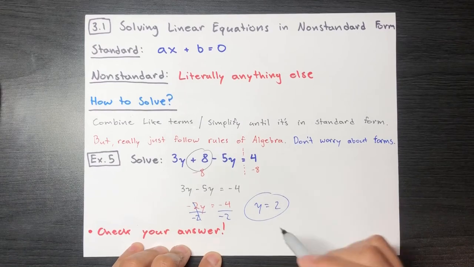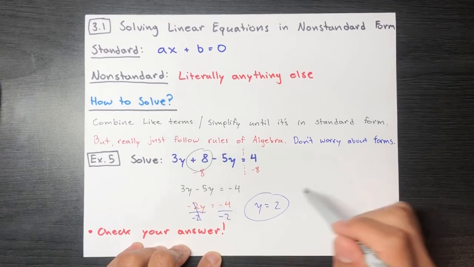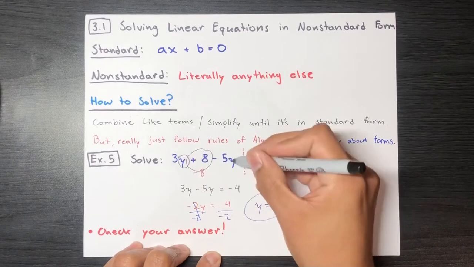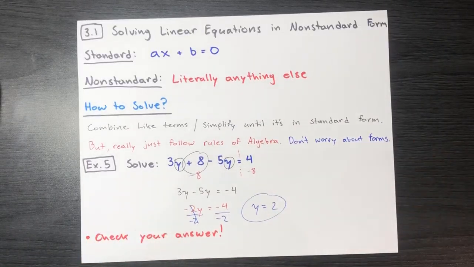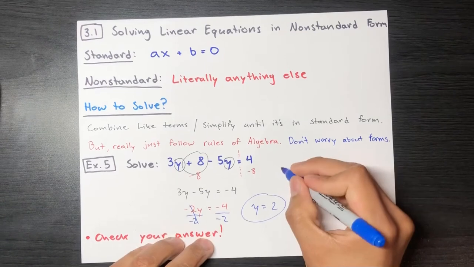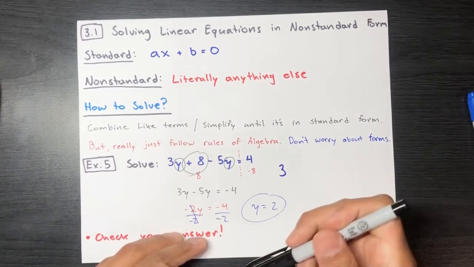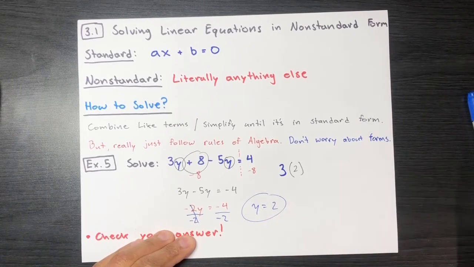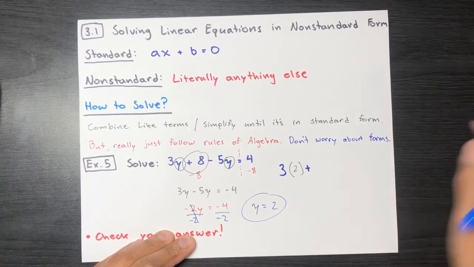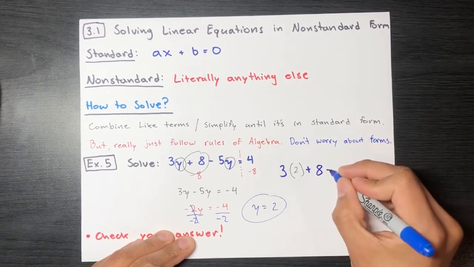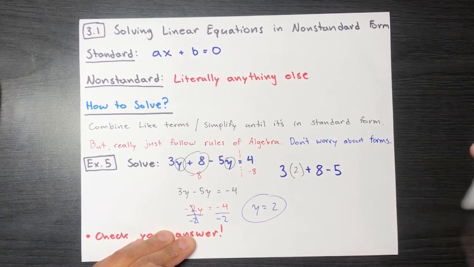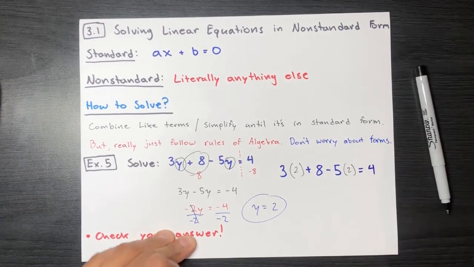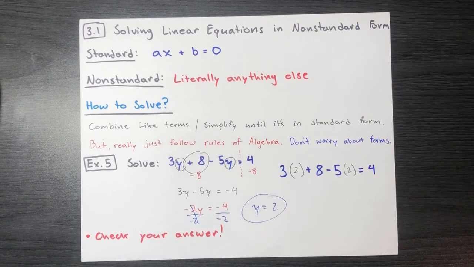The way that you do it is that you take your value that you found and you just substitute it in for all of the variables in the original equation. So let's go ahead and rewrite this. If the equation was 3y, we're going to write 3 times y. If y equals 2, it's going to be 3 times 2 plus 8 minus 5 times 2 equals 4. Okay? And now that we have that, we can go ahead and solve.